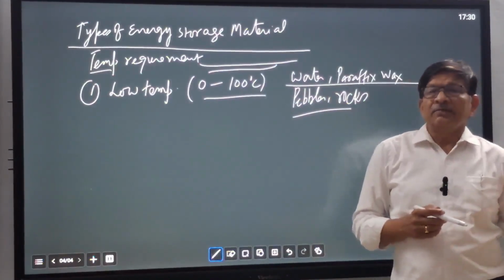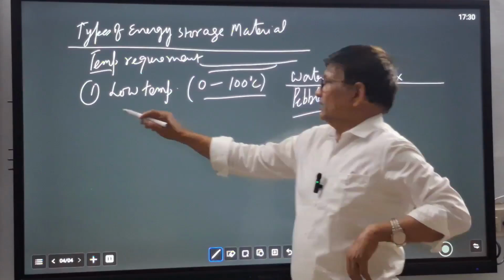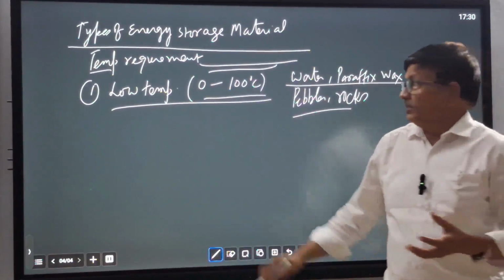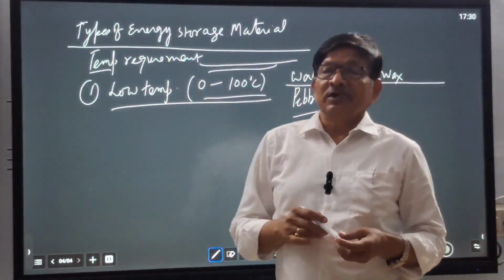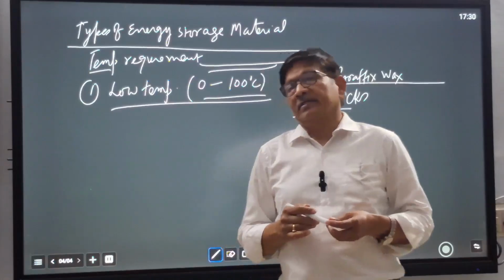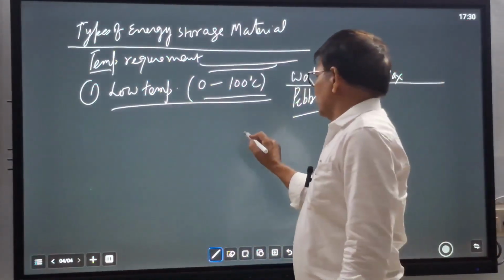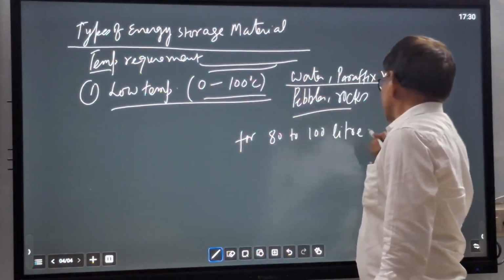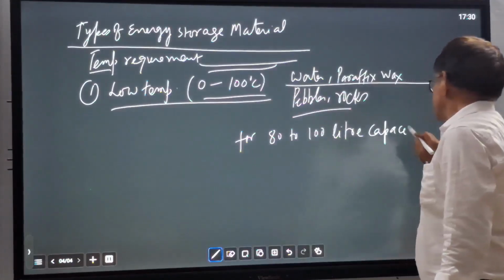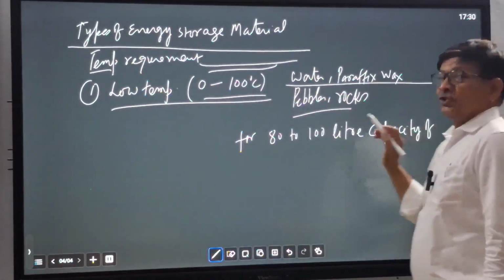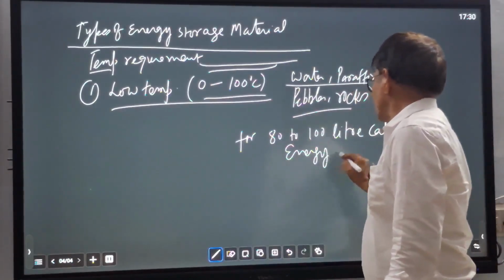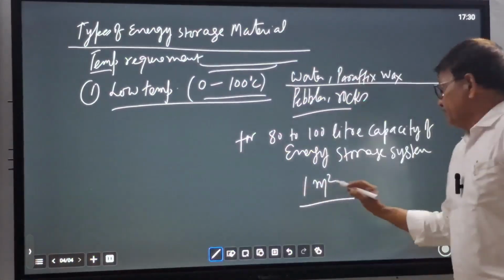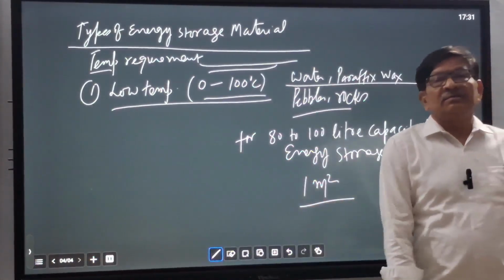Process heating is required. That's why this kind of storage energy can be stored in these materials by using a flat plate solar collector or evacuated tube collectors. And the general thumb rule is that for 80 to 100 liter capacity of energy storage system, 1 meter square area is required for the collector.